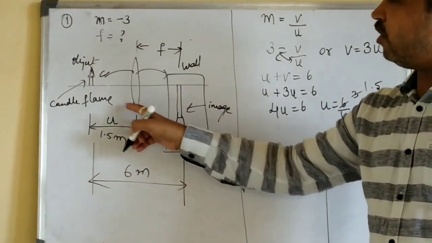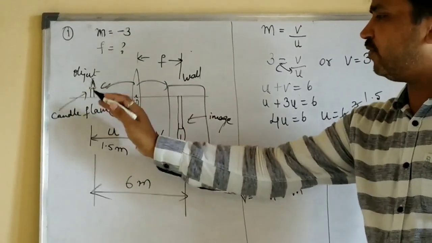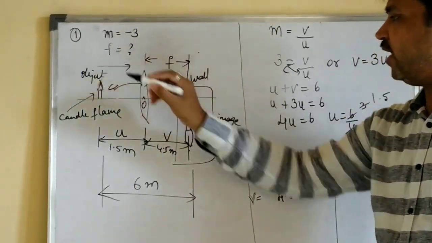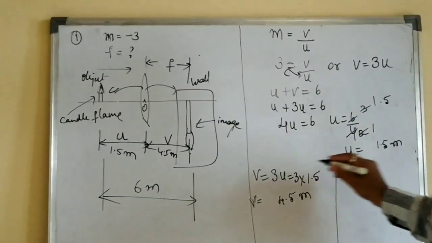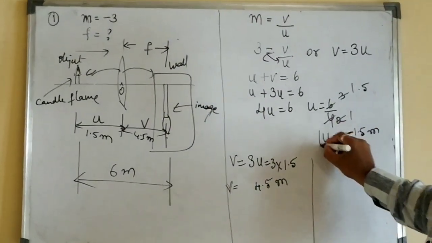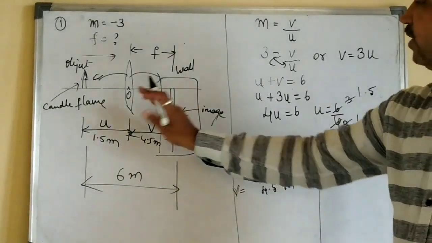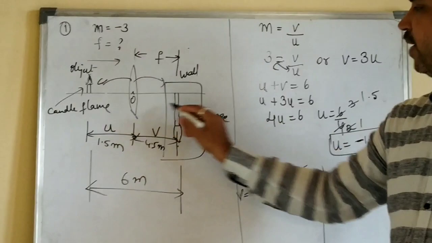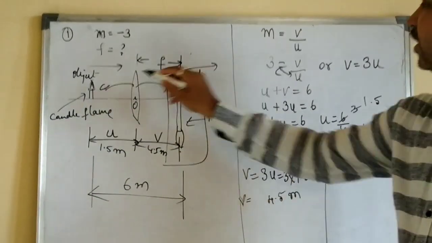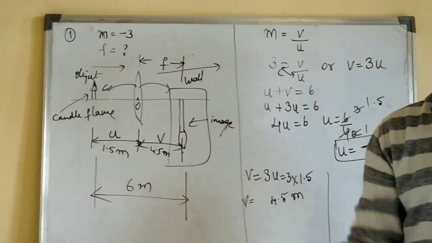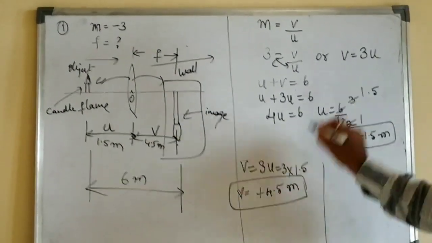When you are measuring the object distance from the lens moving left, against the incident light, from the optic center, the distance is taken as negative. So you will get u is equal to minus 1.5 meters. Now v is towards the right side. That is the image distance from the optic center of the lens. You are moving in the direction of the incident light, so it is taken as positive. So v is equal to plus 4.5 meters.